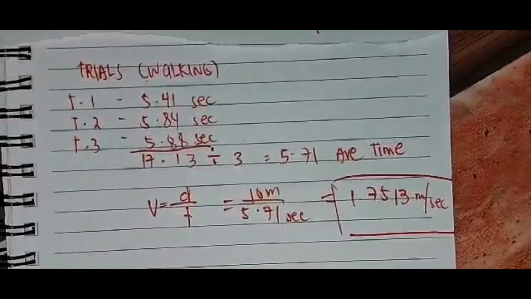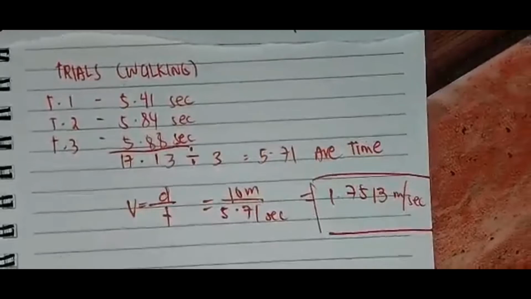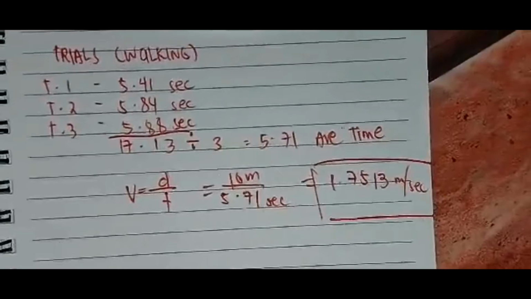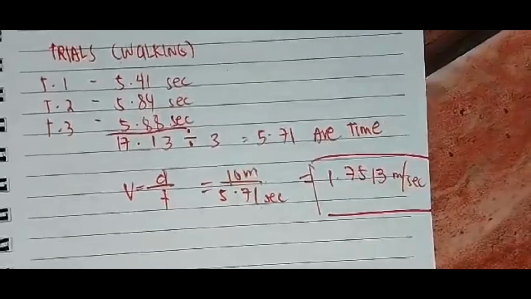In total, it's 17.13 seconds. To get the average time, we will divide it by 3. So the answer is 5.71 seconds. So for this one, we're going to solve also for the speed. So distance over time, 10 meter over 5.71 seconds. So the final answer is 1.7513 meter per second.